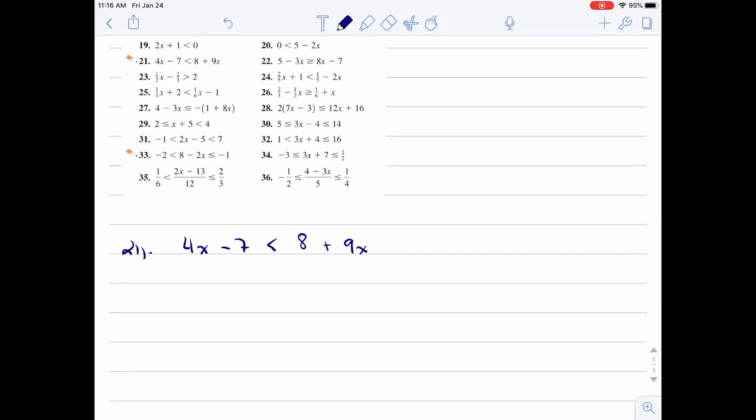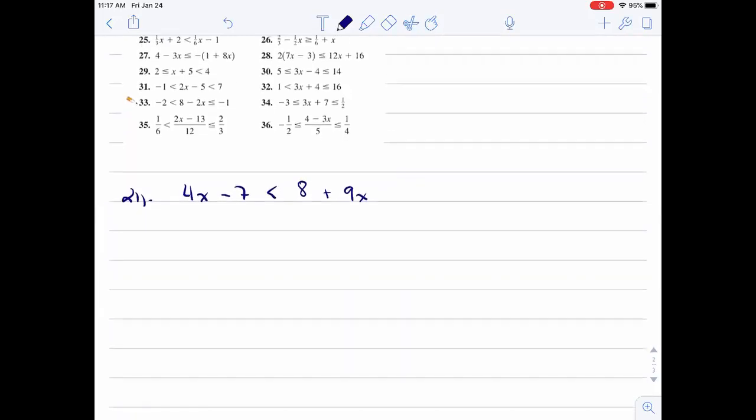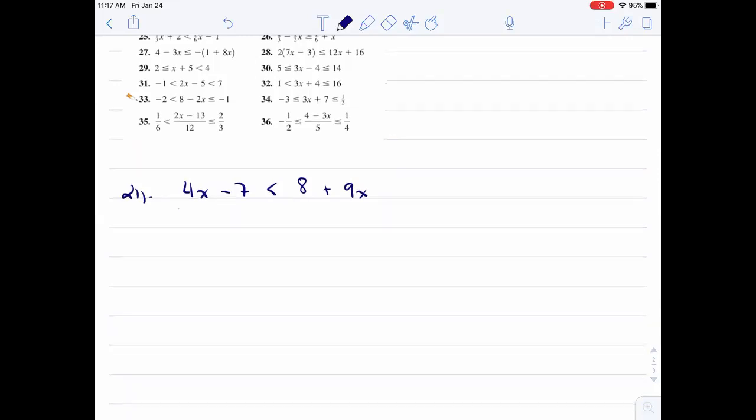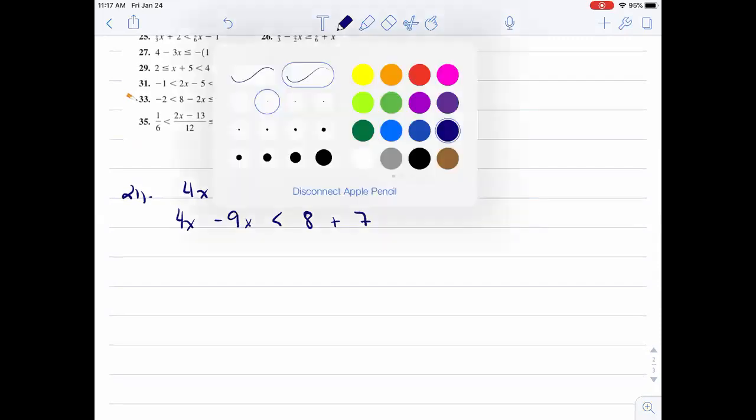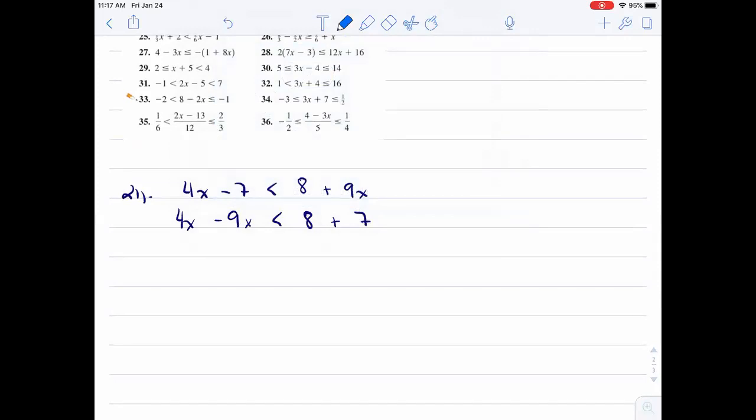Okay. So just like if it was an equal sign, we're going to start shifting all the x things over to one side and all the number things over to another side. I like to have my x on the left. So I'm going to move my x's to the left. And so what I get is 4x minus 9x, subtracting is safe, is less than 8 plus 7. Just kind of showing what I did, because I did pull a fast one here. This one over here, and this one over here.